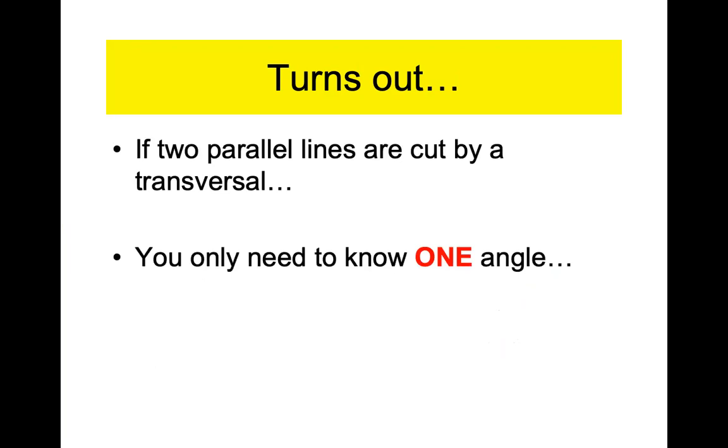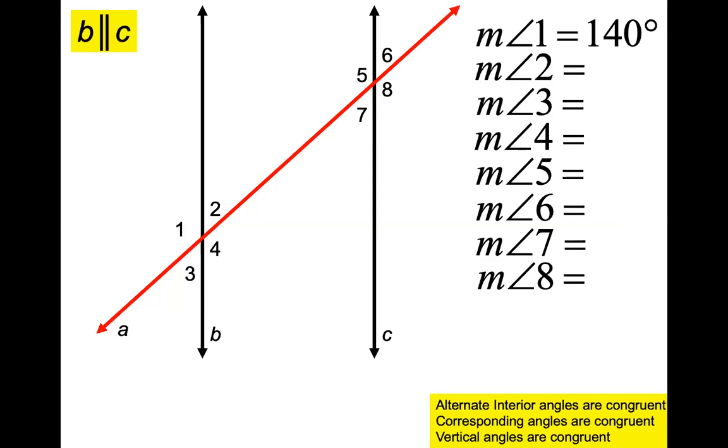I'm going to give you one of the 8 angles. You're going to tell me the other 7. How in the world is that even possible? Okay. So this is what I'm saying. You will get 2 parallel lines cut by a transversal, and they will tell you one of the angles. It says angle 1 is 140 degrees, and my claim is you can tell all the rest of them just from one angle.